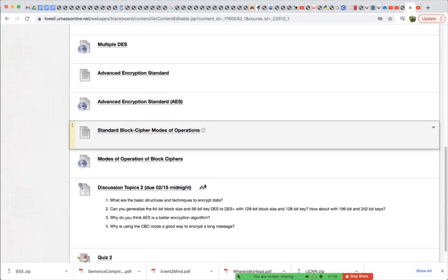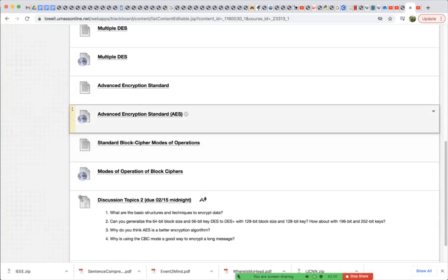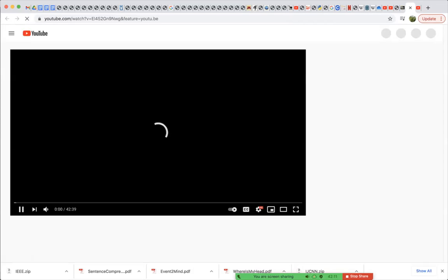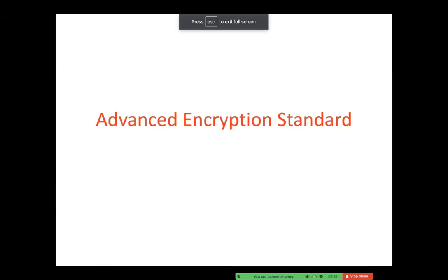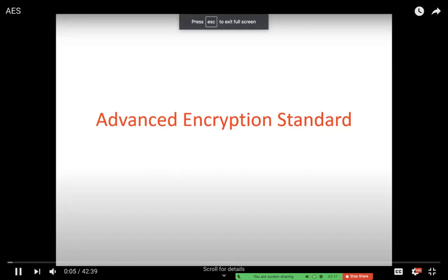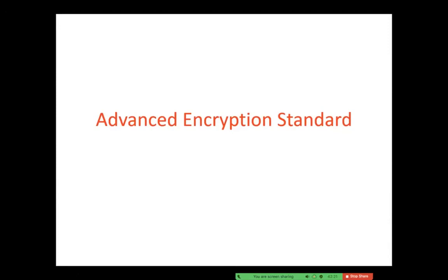Okay, so now we move on to the Advanced Encryption Standard. So that is the one that's commonly used today. Okay, finally, we are going to look at the Advanced Encryption Standard, AES. So this is the current data encryption standard.